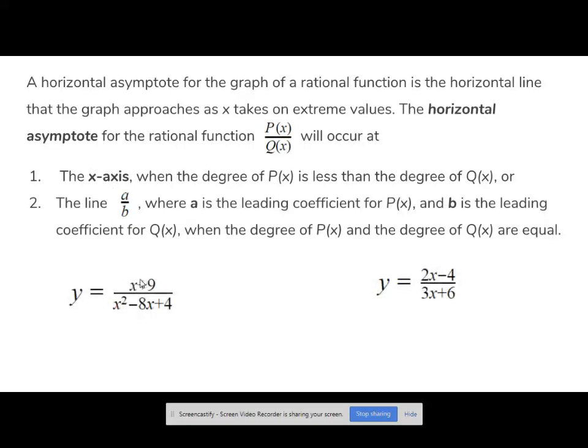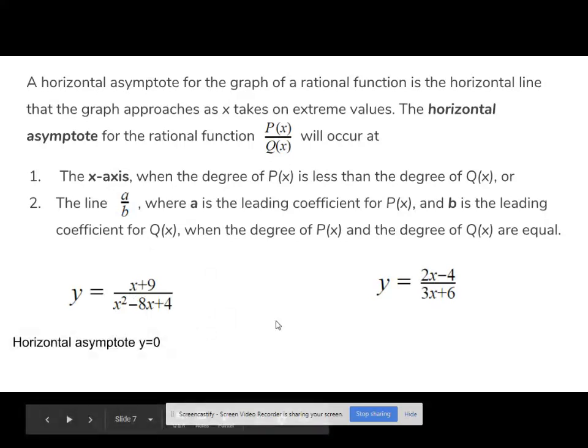In this first example, the numerator has a smaller degree than the denominator, first degree, second degree. And so this says that if the degree of P is less than the degree of Q, which we have here, the x-axis is the horizontal asymptote. So we would say that the horizontal asymptote is at y equals 0.